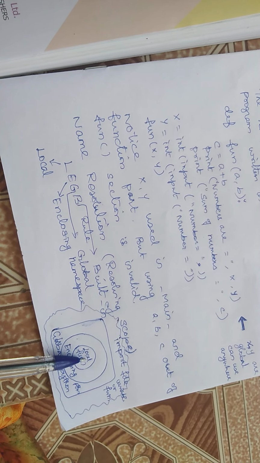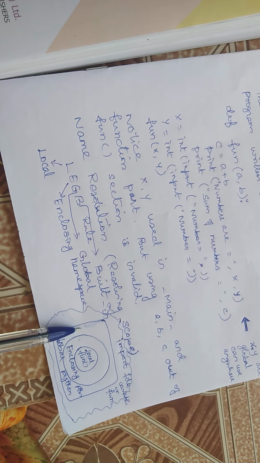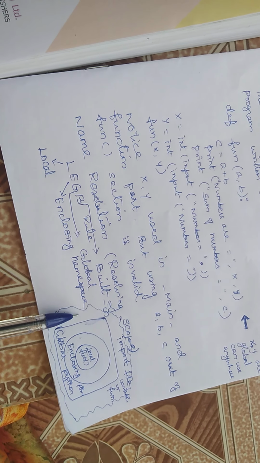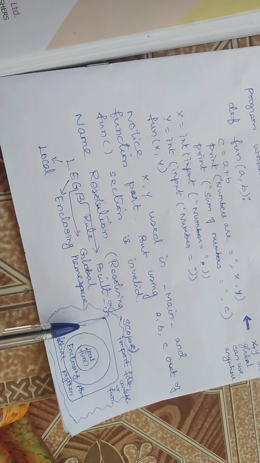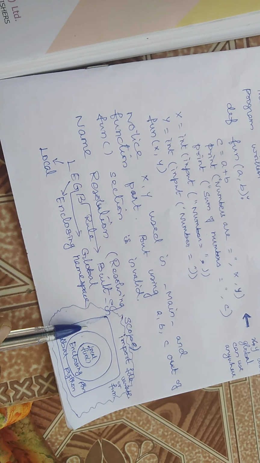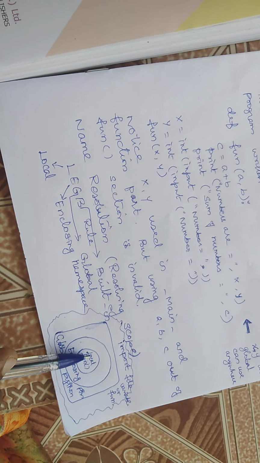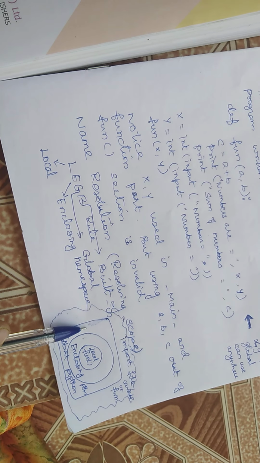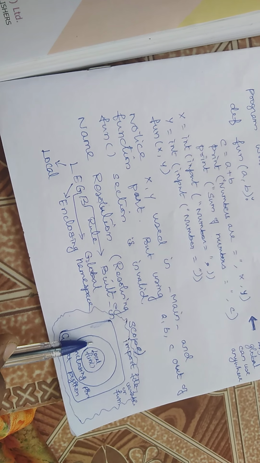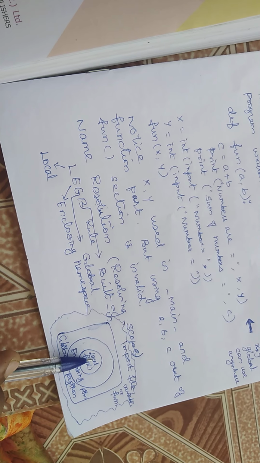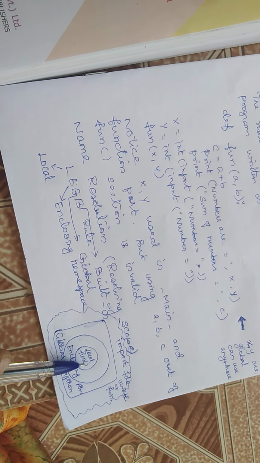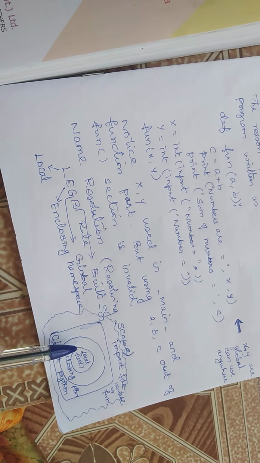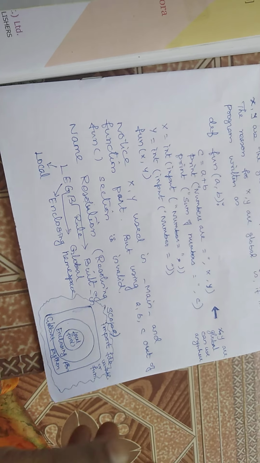The built-in values can be used anywhere in this program. The global value can be used in the enclosed function or the local function, whereas the enclosed value cannot be used in the global section, but can be used in the local function. So the scope varies across all these four sections. Are you able to understand? If you have a doubt, you can ask me.